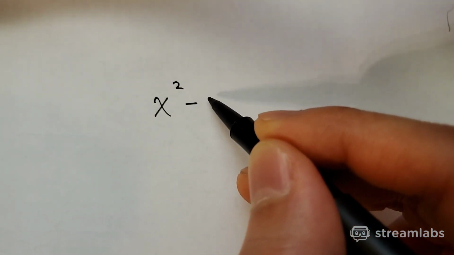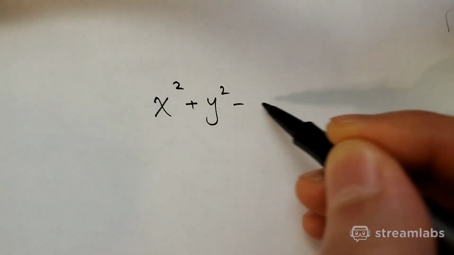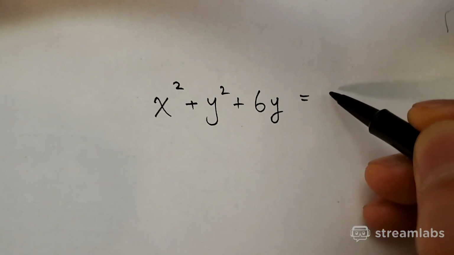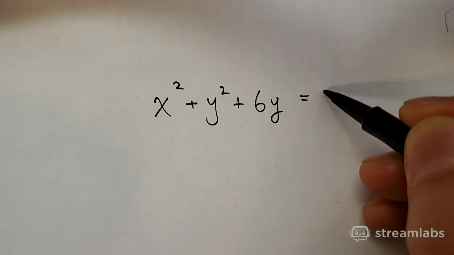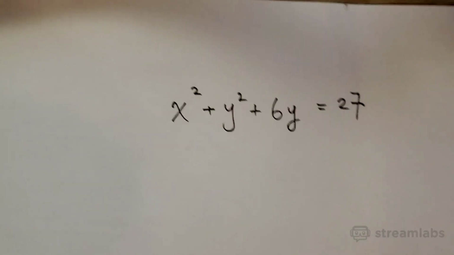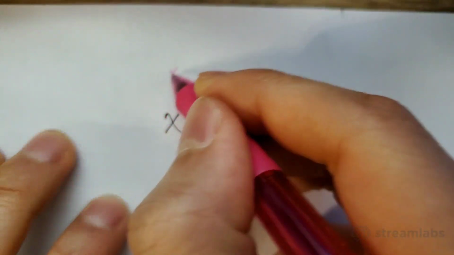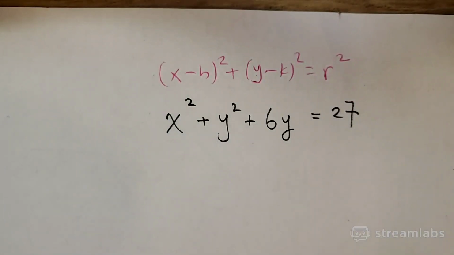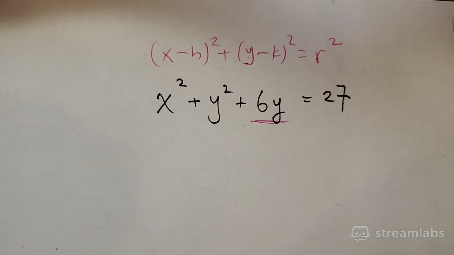x squared plus y squared plus 6y equals, say, 27. Okay? Let's just say this. Now, it doesn't really fall into the category of your typical form, right? Your typical form is x minus h squared plus y minus k squared equals r squared, correct? So how would I deal with this then? Because there's an extra 6y here, right? So how do I deal with that?